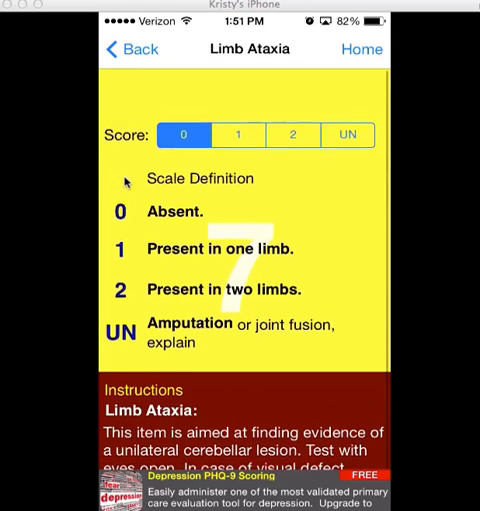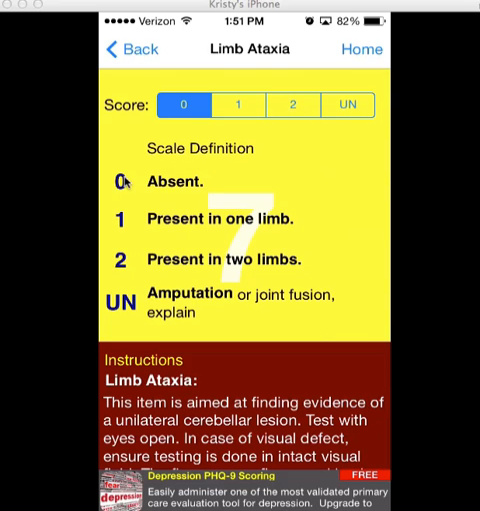On this exam, a point for each limb will be given. If it's present in the upper limb or the lower, if it's in one limb, then a score of 1. If it's in both, a score of 2 will be given. Again, you can use the score of UN if you are unable to test it due to amputation or fusion.